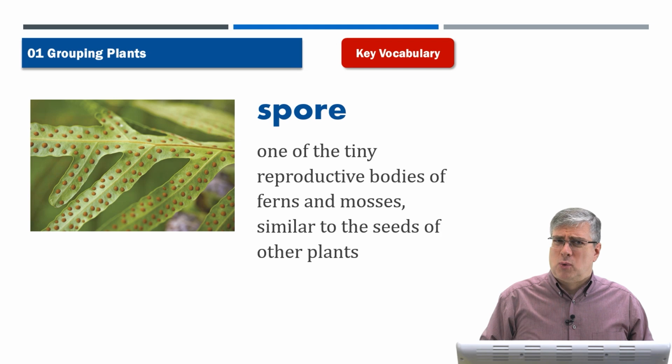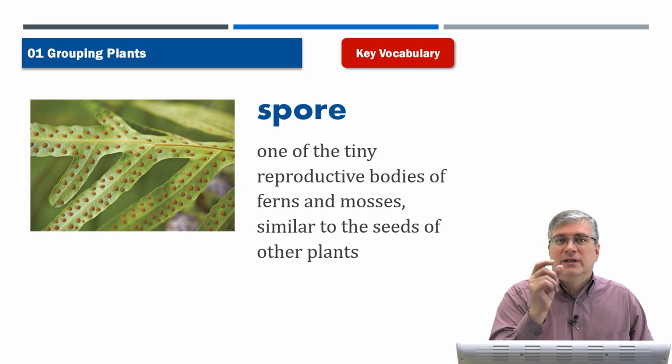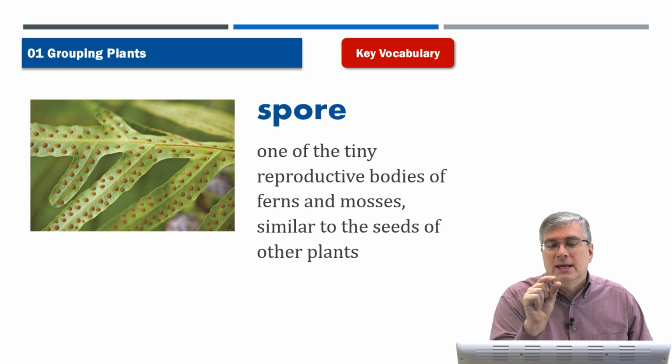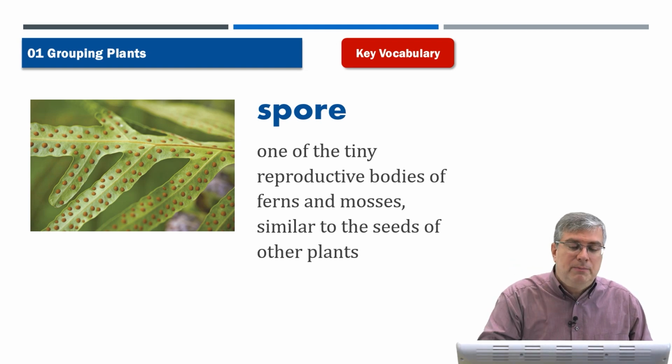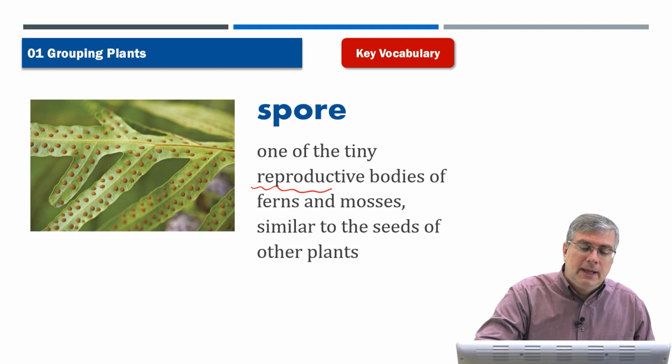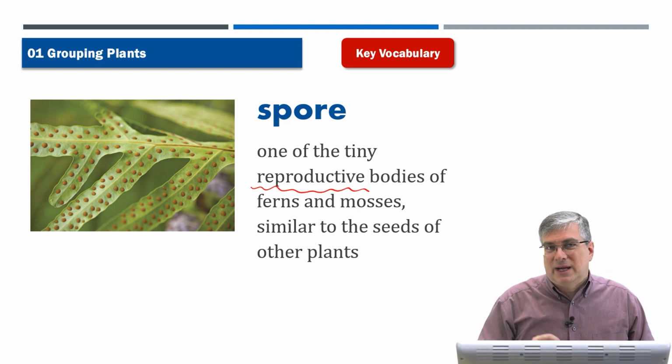Spore. What is a spore? Well, you know what seeds are. Many plants produce seeds, and if you eat an apple, you can see the seed. But some plants don't create seeds, they create spores. And a spore is a tiny reproductive body. Reproductive means a new organism can grow from it.